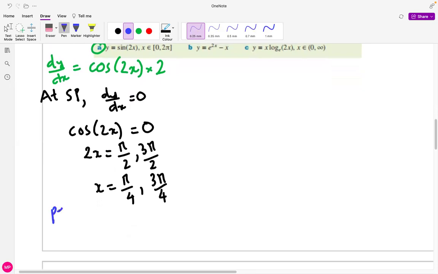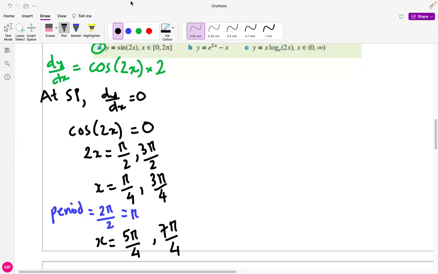The period is 2 pi over n, and n is 2. So 2 pi on 2, which is pi. So pi on 4, if you add a period, if you add pi, you will get 5 pi on 4, which is still in the domain, your domain of 2 pi. And if you do 3 pi on 4 plus pi, you get 7 pi on 4. So you would have 4 possible solutions here. And because you have 4 possible solutions, you will end up having 4 stationary points.